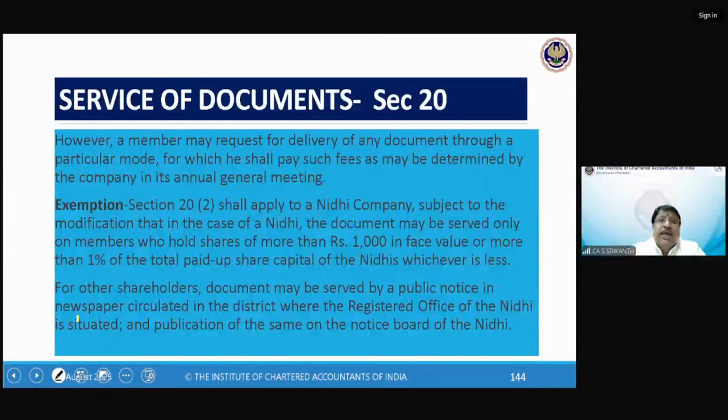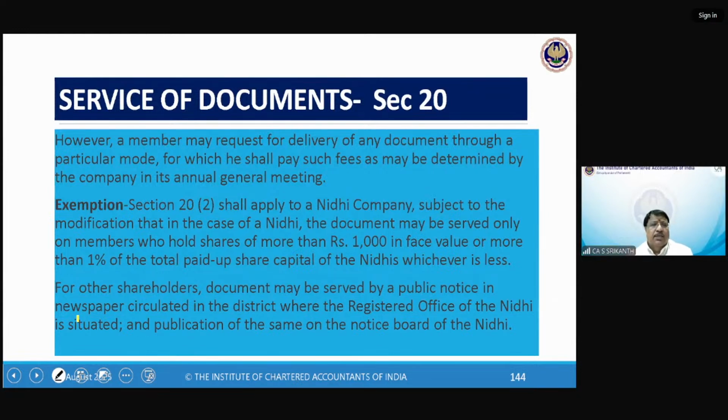Okay. In the case of a Nidhi company, see, Nidhi companies, I've already explained it, are finance companies where they accept deposits from members only and they will lend to members only. So it's a very closed group. In those cases, everybody almost knows each other.